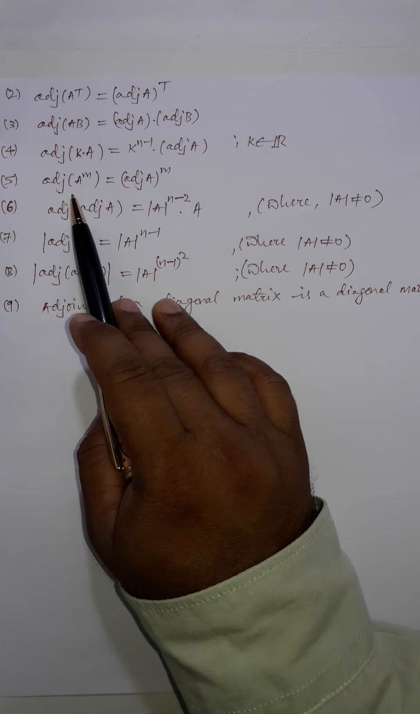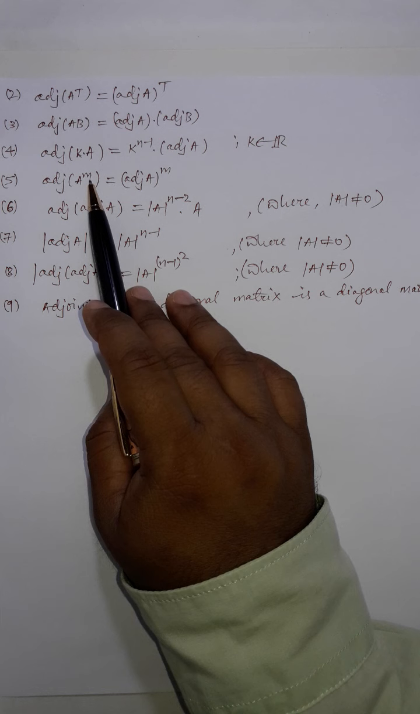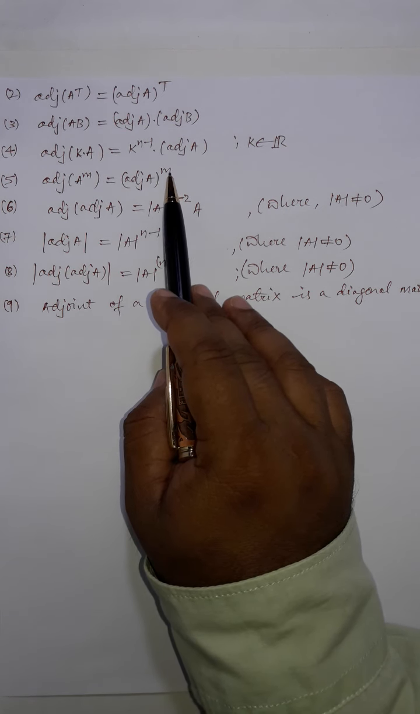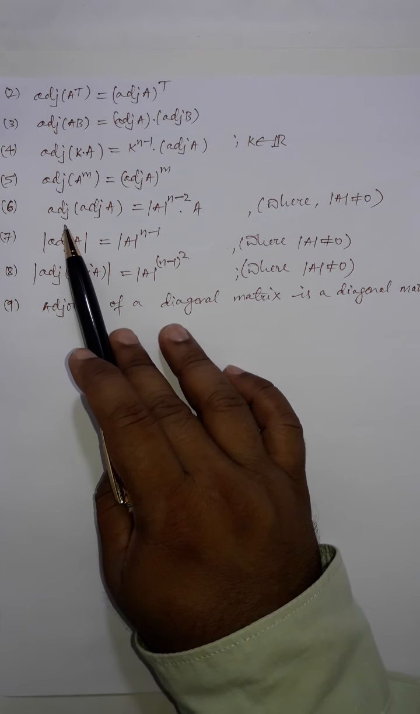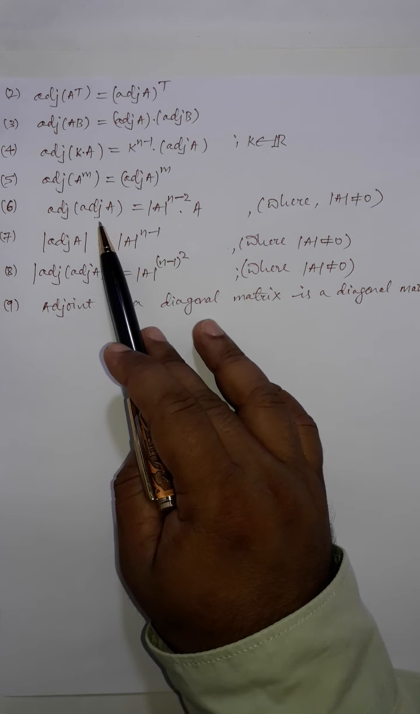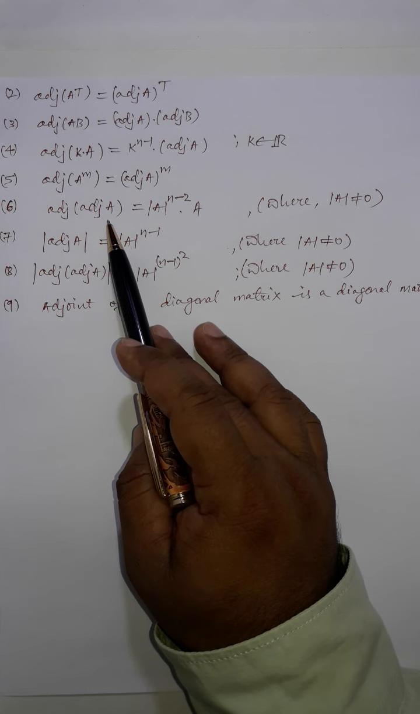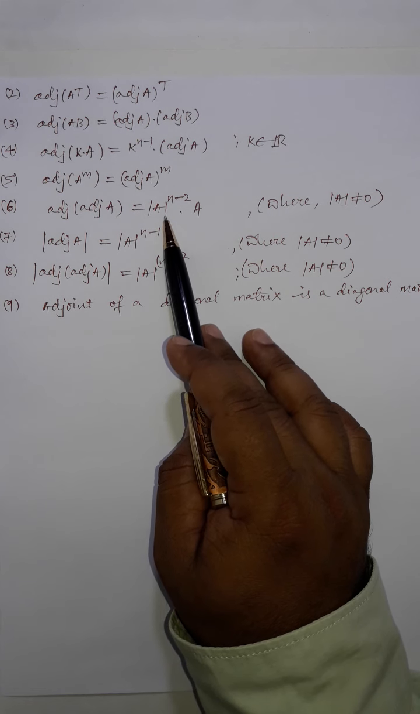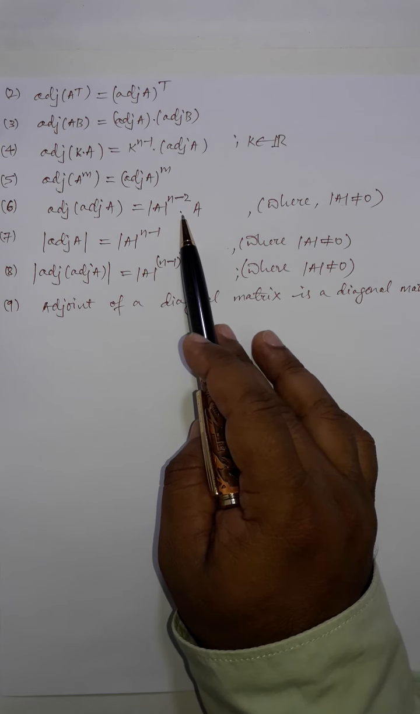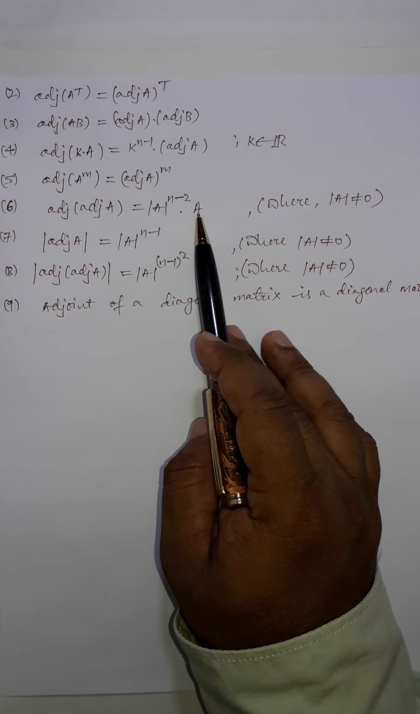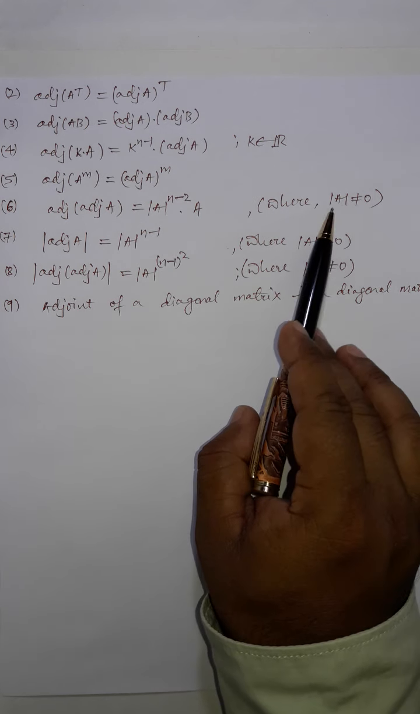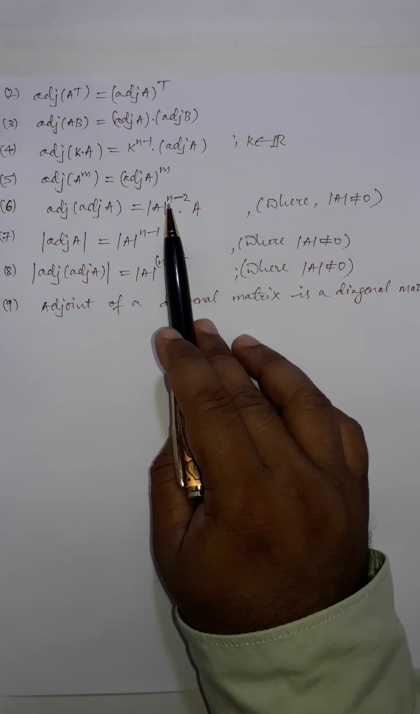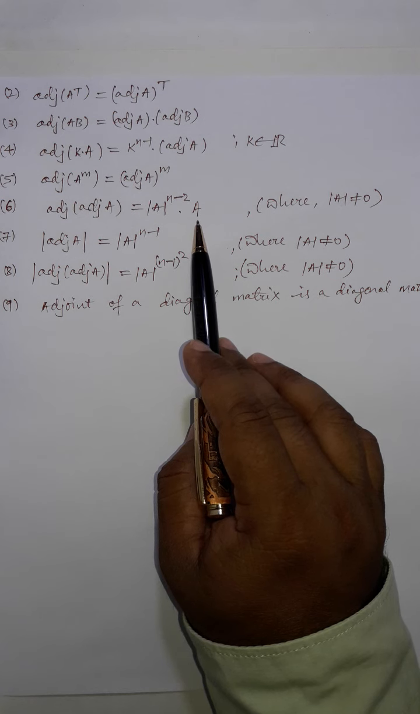The fifth property says that the adjoint of A to the power m is equal to the adjoint of A whole to the power m. The sixth property says that the adjoint of the adjoint of A, that means if you are finding the adjoint of a matrix two times, then that is equal to the determinant of A to the power n minus 2 multiplied with the matrix A, where the determinant should not be 0, that means it should be non-singular, and here as usual n is the order of the matrix A.